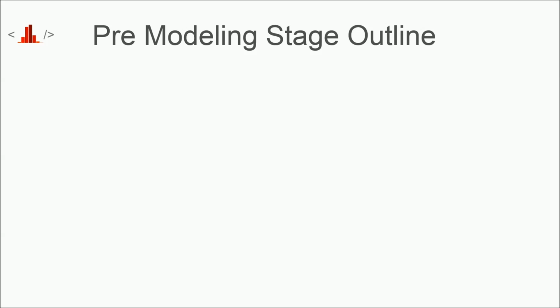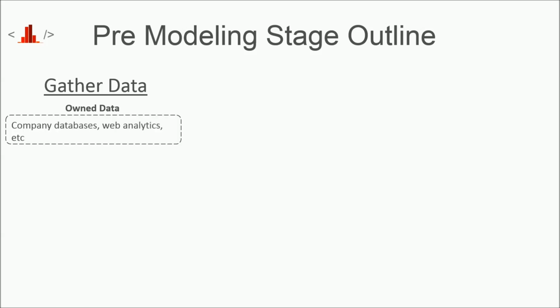This is how you're going to approach the pre-modeling stage, and this is what the stakeholders can expect from you before you even start the model. So the first thing you're going to want to do is gather data. And you can talk about the difference between owned data and third-party data. The interviewer should know what you're talking about.